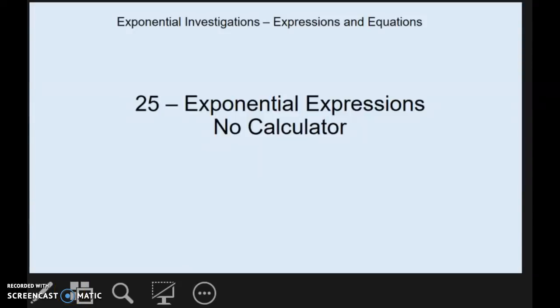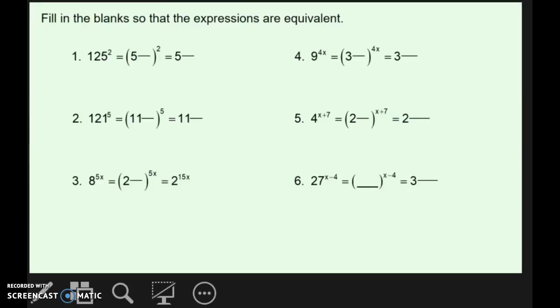Topic for this video is exponential expressions. So essentially what we're going to be doing is taking the exponent properties, the rules that we've already looked at, and applying these to expressions with variables in the exponent. So the first thing we want to do is get used to changing a base.